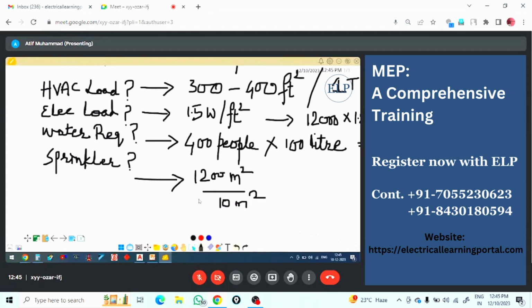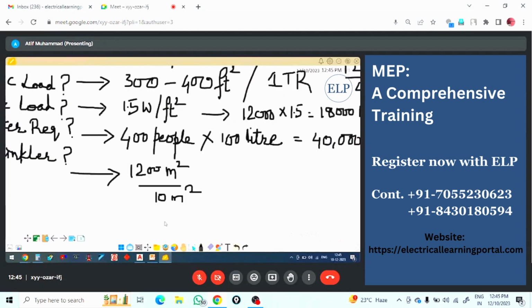Every other sprinkler will have a different coverage area. So based on that, we got the number of sprinklers as 120. So this particular building requires 120 sprinklers. Okay.